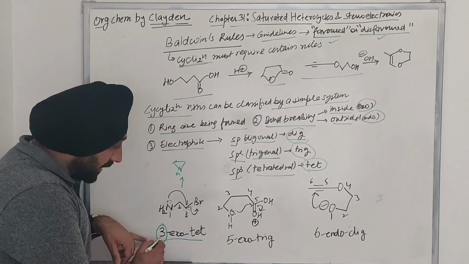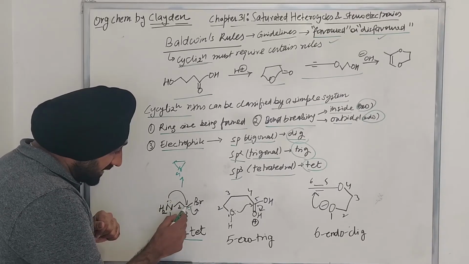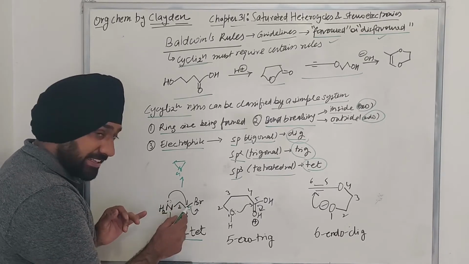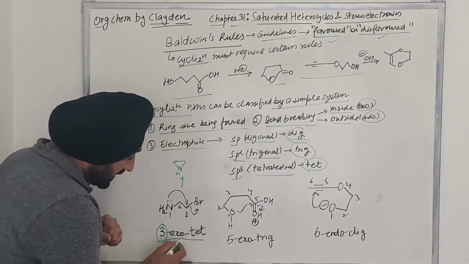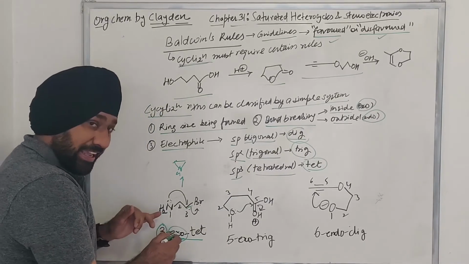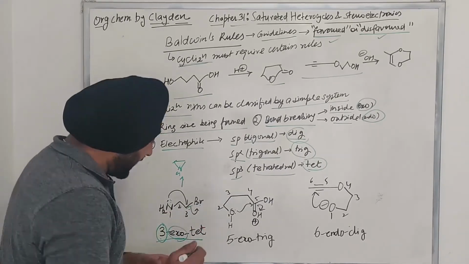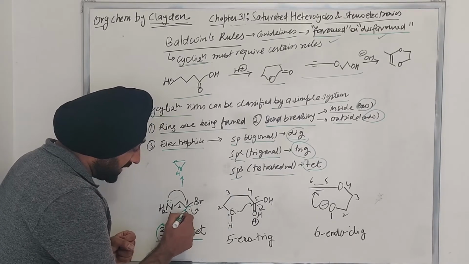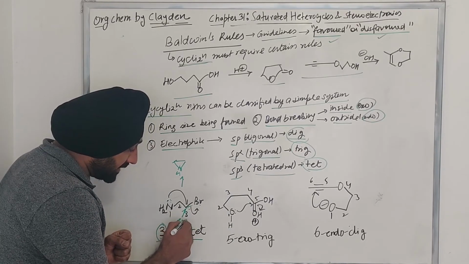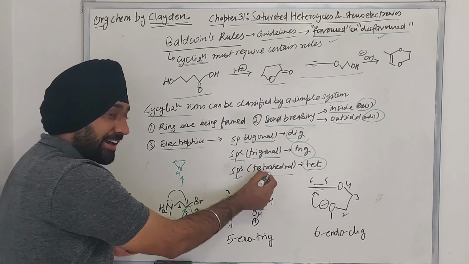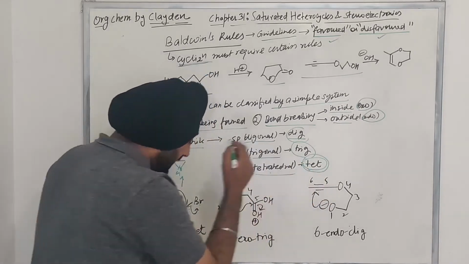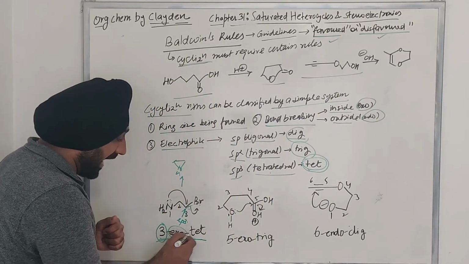So पहला नंबर आपका आ गया 3. Now the attack is taking place on the inside. Since it is taking place on the inside, it means it is exo. So 3-exo. Now what about the hybridization? इस कार्बन की हमारी hybridization क्या है? इस कार्बन की hybridization क्या है हमारी? It is sp3. So it means it is tetrahedral. Now we are going to write the tet. So this means 3-exo-tet.